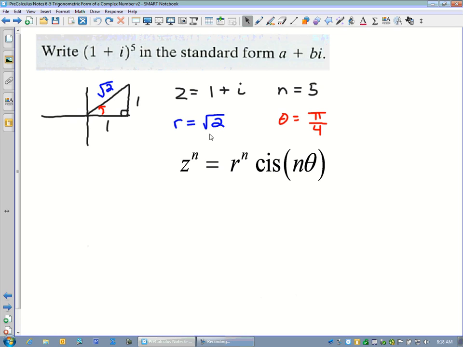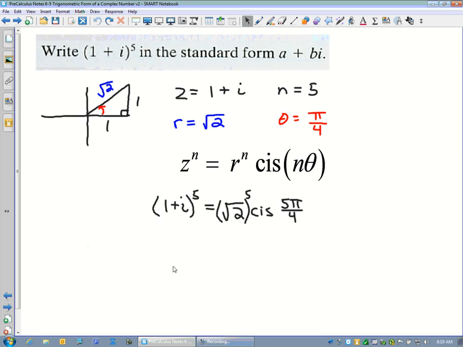Normally, in problems, you use radians unless the problem itself has degrees or asks for degrees. Remember, radian measure is the default measure of an angle in mathematics. All right, so here we have (1 + i)^5, and substituting into the formula, we take our radius and raise it to the 5th power, so it's (√2)^5, and then we take our theta and multiply it by n, so 5 times π/4 is 5π/4.